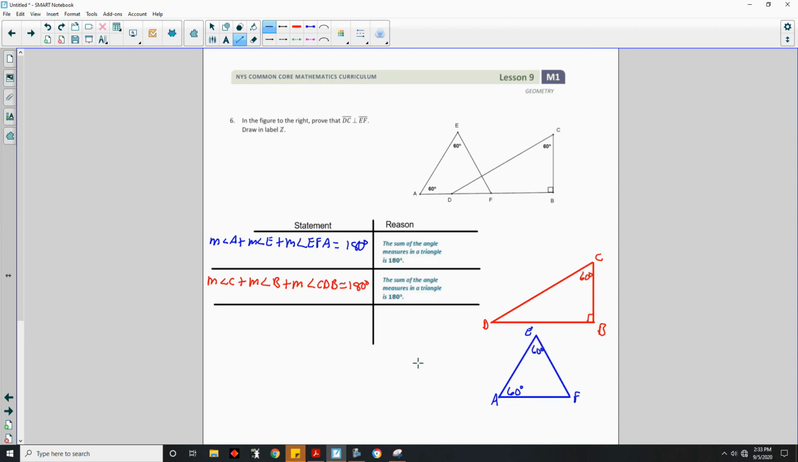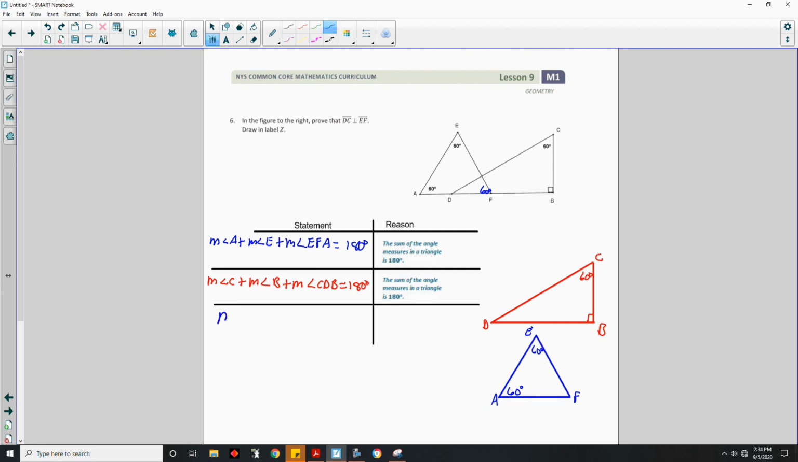Okay, next step. So now I know that these two triangles have a sum of 180 degrees. Now let's make some conclusions about that. Now, since the measure of angle A plus E plus angle EFA is 180, and we know that E is 60 and A is 60, then the measure of angle EFA must also be 60 degrees. Why? 60 plus 60 plus 60 is 180.